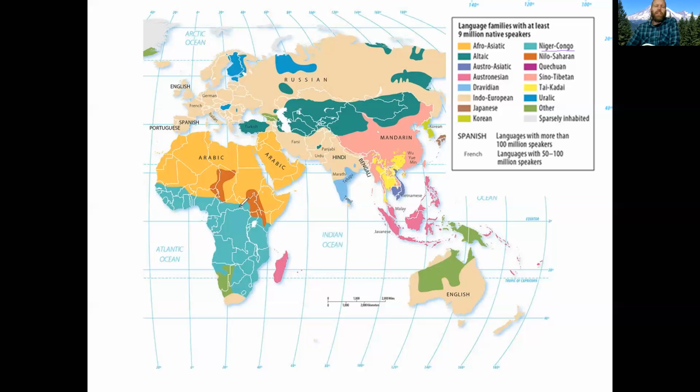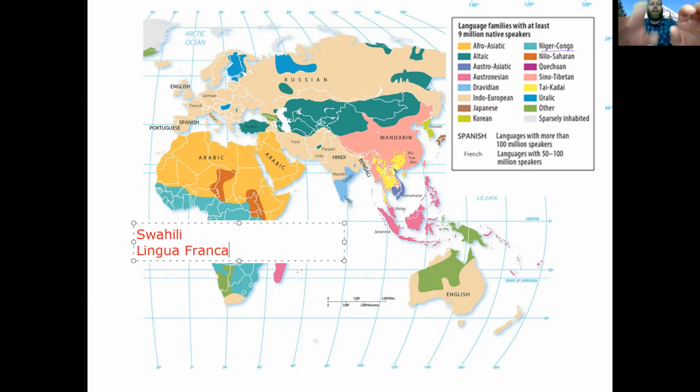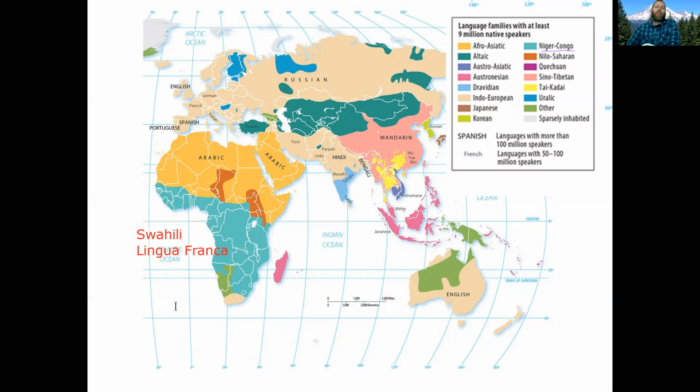In the Niger-Congo language family, probably the most important language is Swahili. This is spoken by many people in the area, and it's considered a lingua franca. I will explain what that means when we come back to school. But generally it's a language spoken by lots of people in order to communicate on a daily basis, especially for people who don't speak the same language.